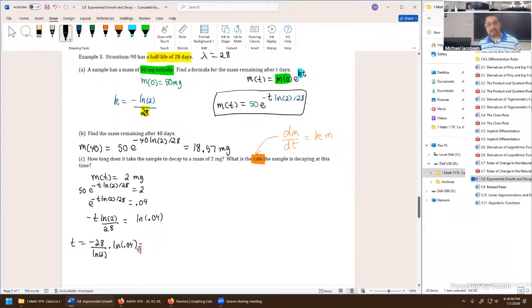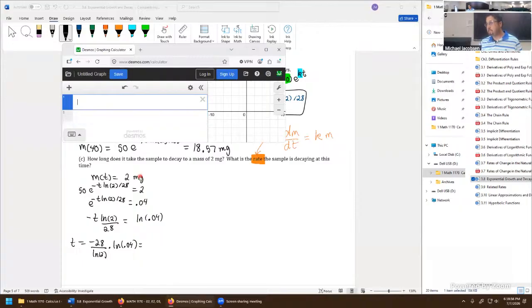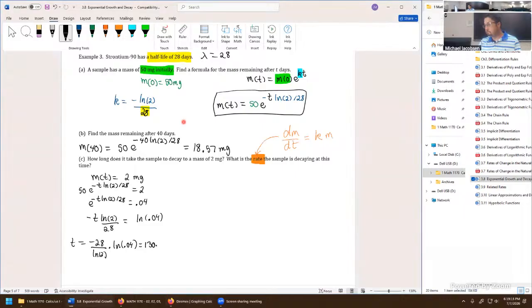And throwing that into the calculator will finally give us a value. Let's see what we get here. Negative 28 divided by natural log 2, once I get those parentheses right, times natural log 0.04 comes out as, remember the unit here is in days. I'll round this one to 1 decimal place, 130.0 days. So it'll take approximately that many days for their initial haul of 50 milligrams of strontium to just disintegrate down to 2 milligrams.